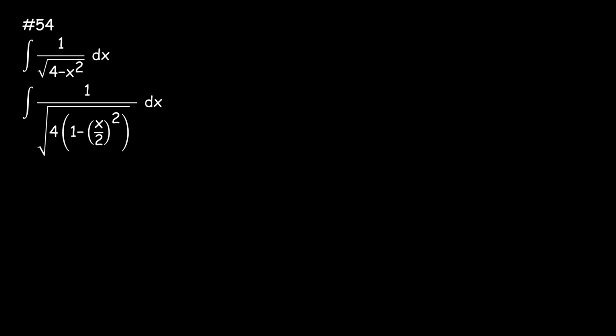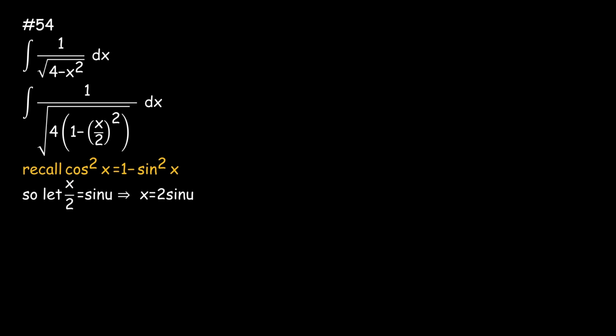Okay, now, if we have 1 over square root of 1 minus (x over 2) all squared, we can let this value be either sin or cos, depending on you. And then we're going to use a trigonometric identity, right? Which is cos squared x plus sin squared x equal to 1. And if you recall, cos squared x will be equal to 1 minus sin squared x. Okay, we're going to now let x over 2 be equal to sine u, right? So let x over 2 be sine u. It means x is equal to 2 sine u. If you differentiate that, you should have dx being equal to 2 cos u du.